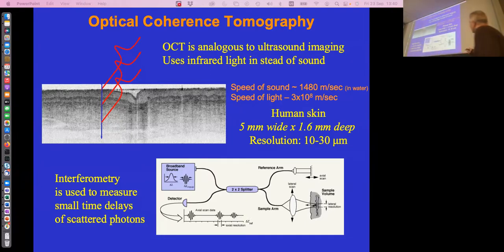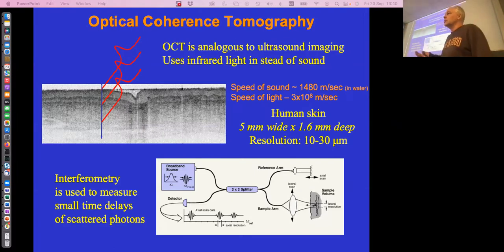The problem is the speed of sound versus the speed of light. Speed of sound in water is about 1500 meters per second, and the speed of light is 3 times 10 to the power 8 meters per second. So that's a difference of an order of magnitude of 5. Light is 100,000 times faster than a sound wave.